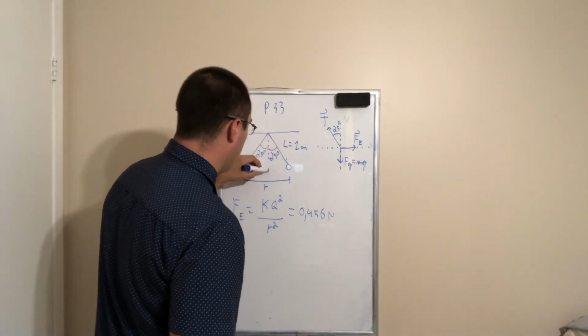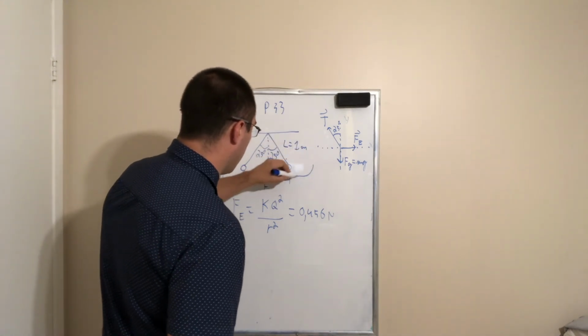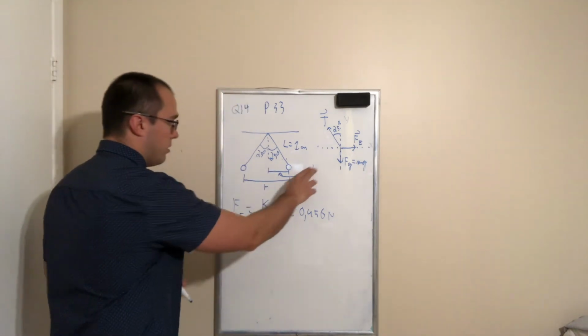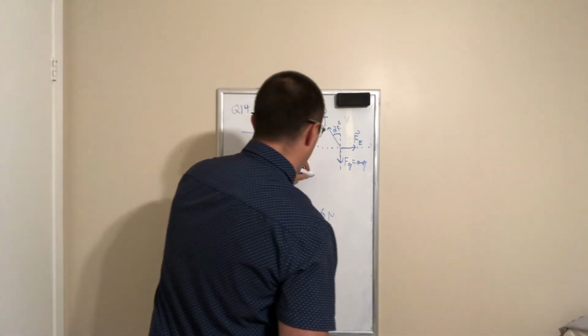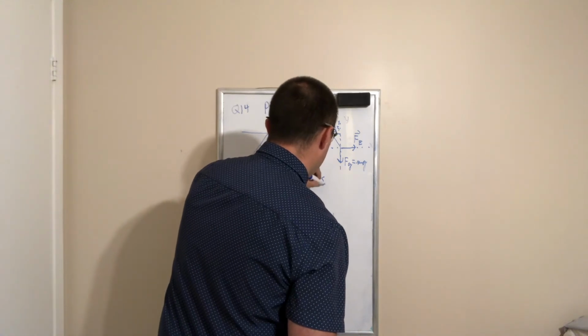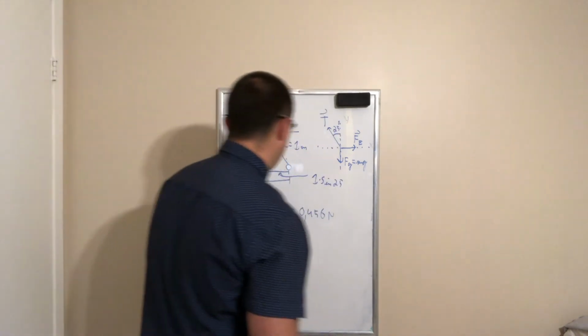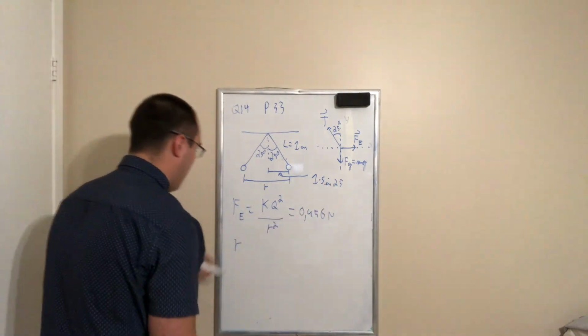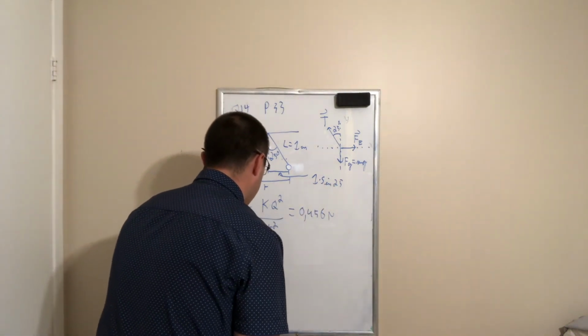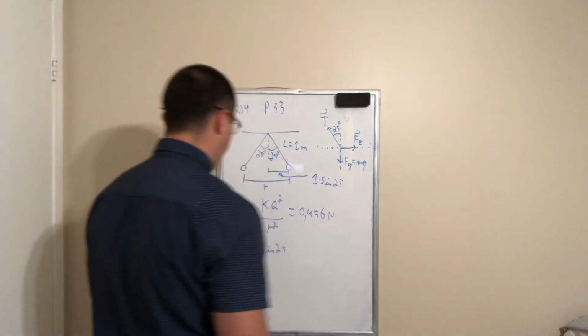So that means this side over here has to be equal to 1 multiplied by sine 25. So that means the radius has to be twice that amount. The radius is 2 multiplied by sine 25.